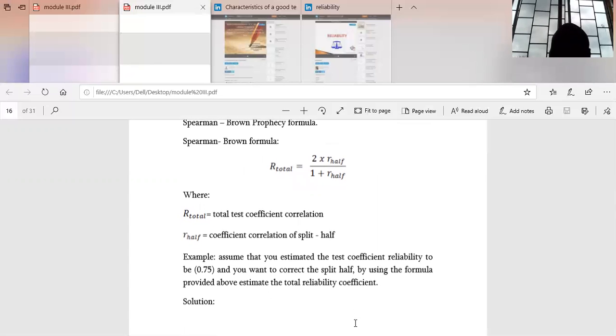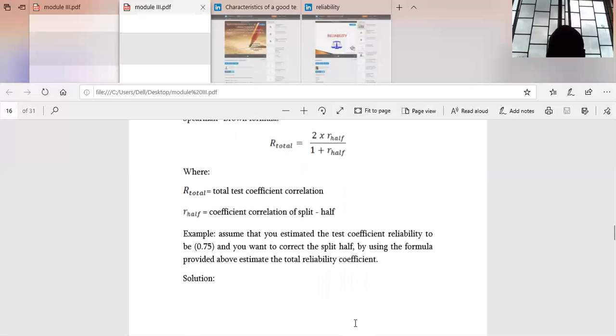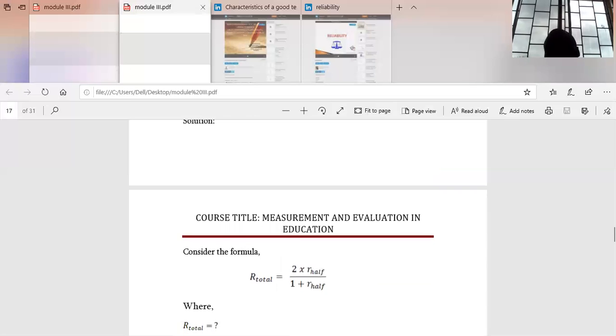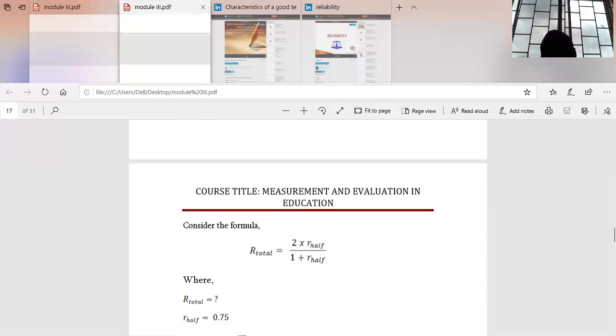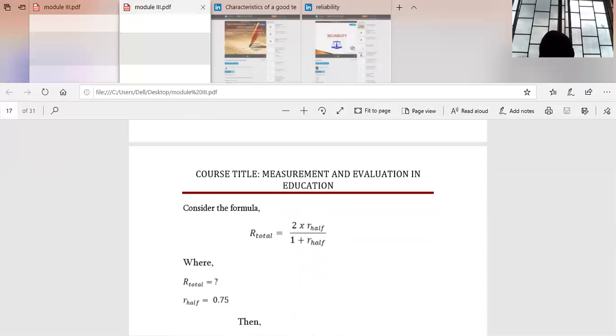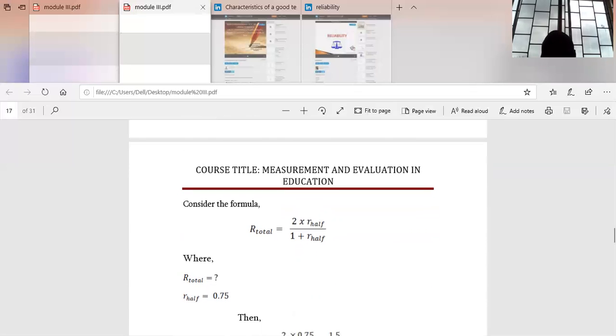Take an example. Assume you have estimated the half-test reliability coefficient, that is r, to be 0.75, and you want to correct the split-half by using the formula provided above, which is r = 2r over 1 plus r. So the solution is that to get r, where the half-test r is 0.75, it will be easy.